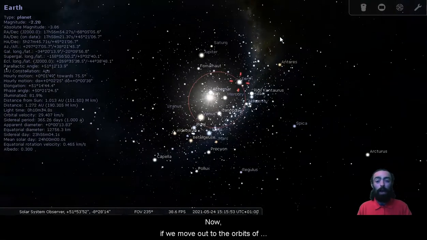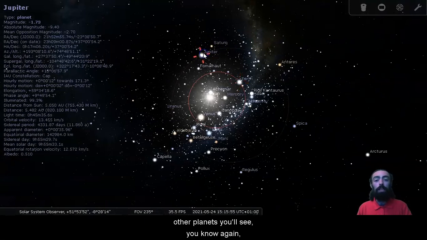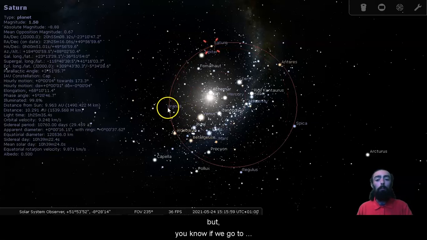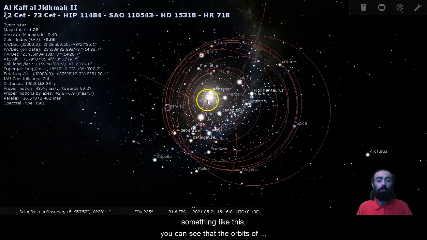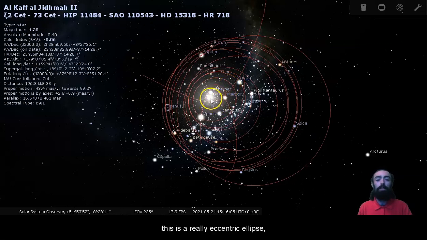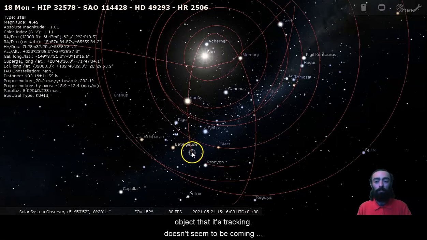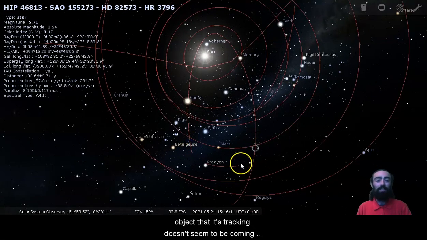Now, if we move out to the orbits of other planets, you'll see, again, they're not perfectly circular. They are elliptical. But if we go to something like this, you can see that the orbits of these comets are incredibly elliptical. This is a really eccentric ellipse. Now, let's see. I don't know if I can find the object that it's tracking. It doesn't seem to be coming up.